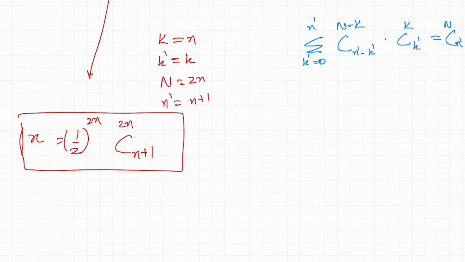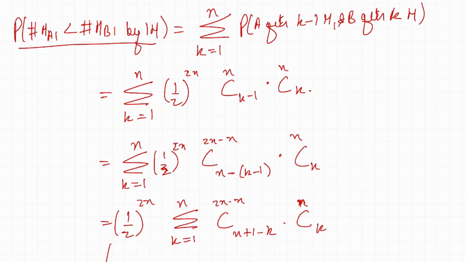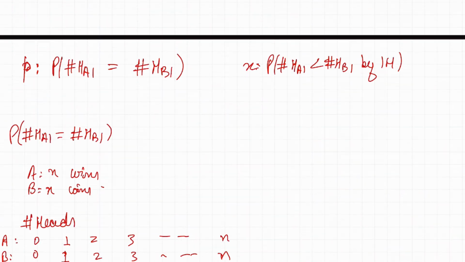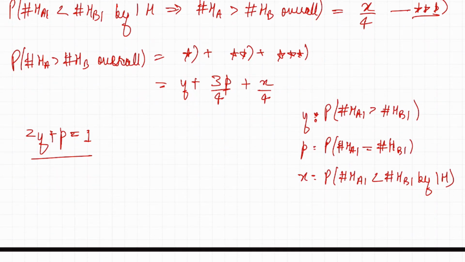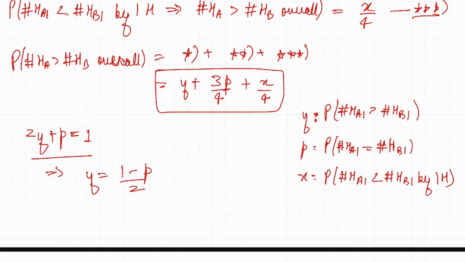If you remember, the answer we were looking for is right here. This is y plus 3p by 4 plus x by 4. We had decided we're going to compute p and replace y. So y is going to be equal to 1 minus p over 2, and we're going to use this formula in here.